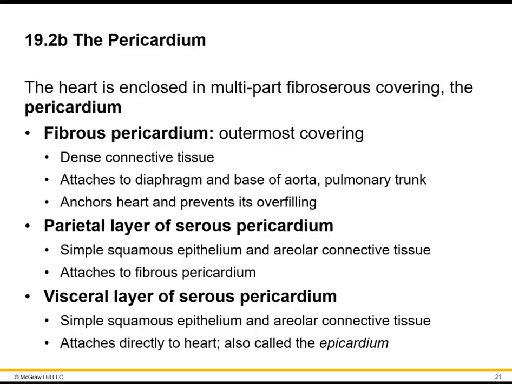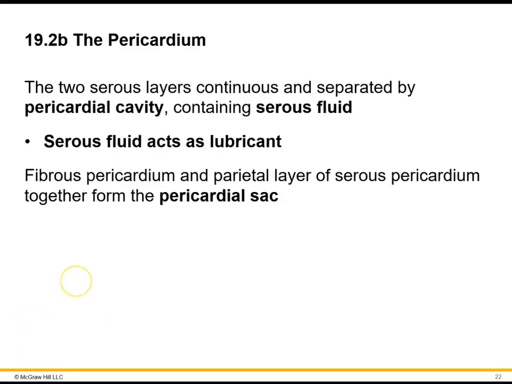Again, this is going to be composed of simple squamous epithelium and areolar connective tissue, but it's going to be attached directly to the heart. For this reason, it is also called the epicardium. And I said that the parietal layer of the serous pericardium folds back onto itself and creates the visceral layer. And so those two serous layers are continuous with one another, and they're going to be separated by a potential space, the pericardial cavity. And what's in that cavity is a little bit of serous fluid.